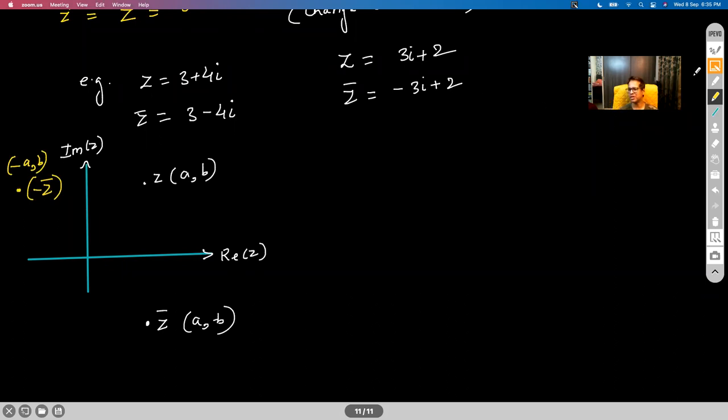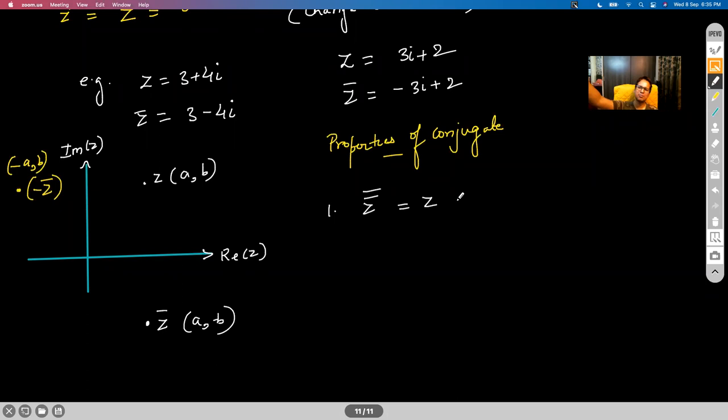Now, certain properties of conjugate are very, very important. Let's talk about it. The first property is, if you conjugate a complex number twice, it will give you the same complex number back, which is very obvious, isn't it? If you reflect a point about the real Z axis and then again reflect it about the real Z axis, you will get the same point, isn't it?